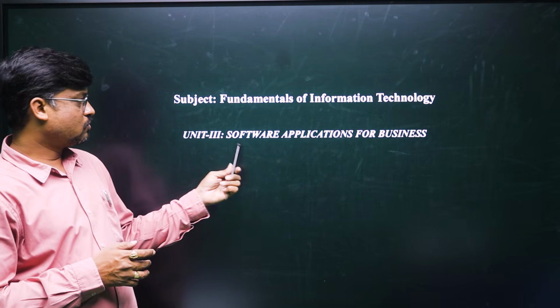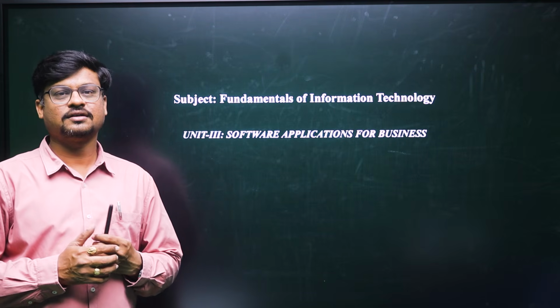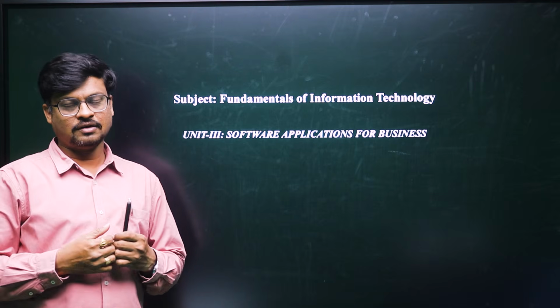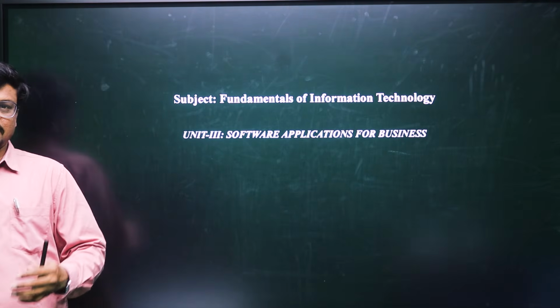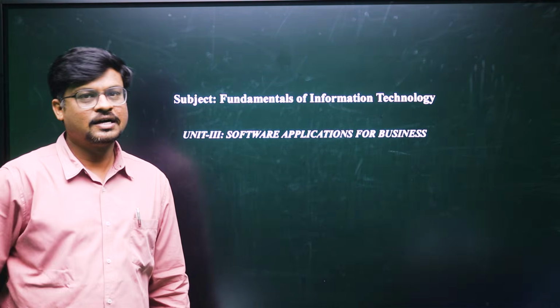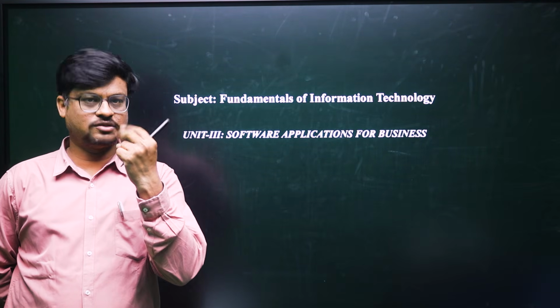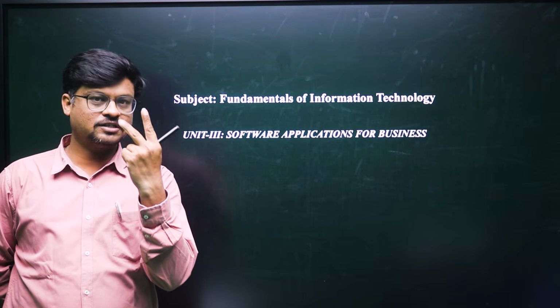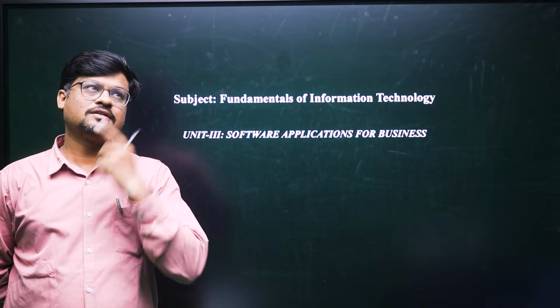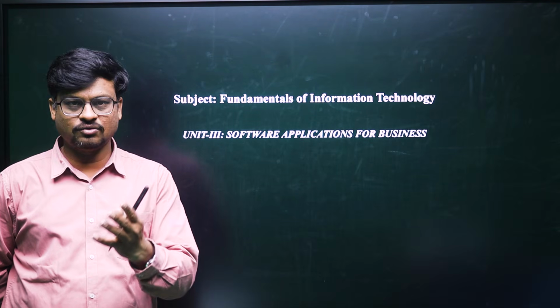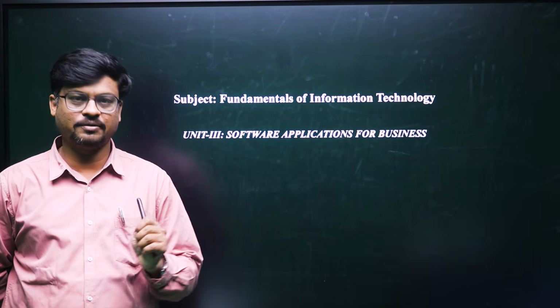Then, what is software? Software is a set of programs or instructions which perform a particular task. We have two types of software: system software and application software. System software is first, application software is second. In system software, the best example is operating systems. Right? You know, the operating system is the heart and soul of your machine.